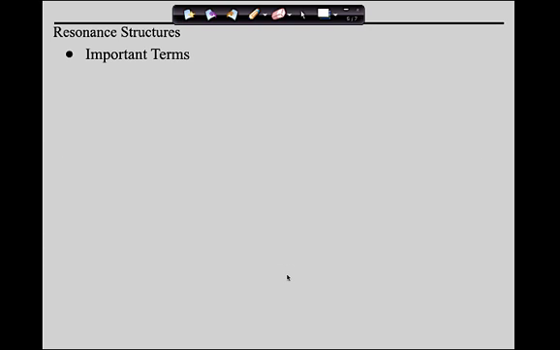Write this down. Here are the words that you want to use. So first of all, how do we describe this phenomenon? And the answer is resonance stabilization. So guys, ozone is what is considered a resonance stabilized molecule.